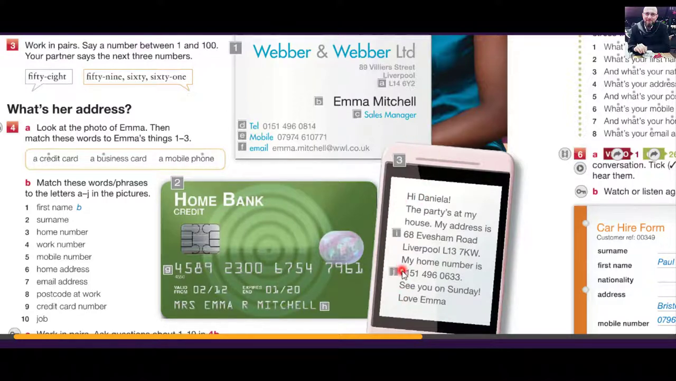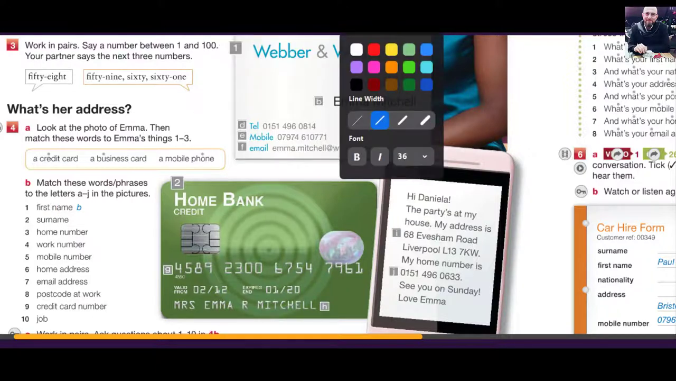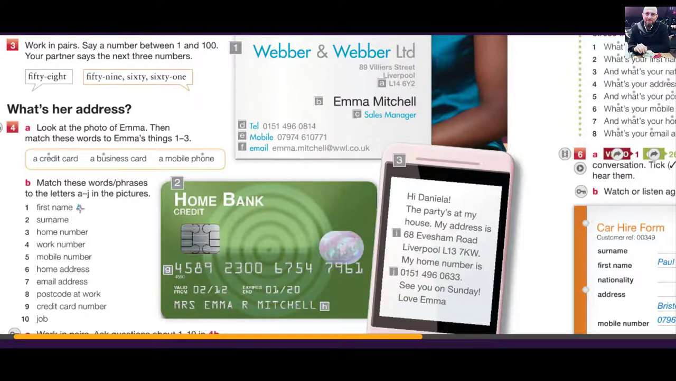So in this exercise, we have some information here. We say first name, surname, home number, work number, mobile number, home address, and email address, postcode at work, credit card number, and job. And this information is here: A, B, C, D, E, F, G, H, I, J. For example, we say first name. Where is first name? First name is B, as you can see here.